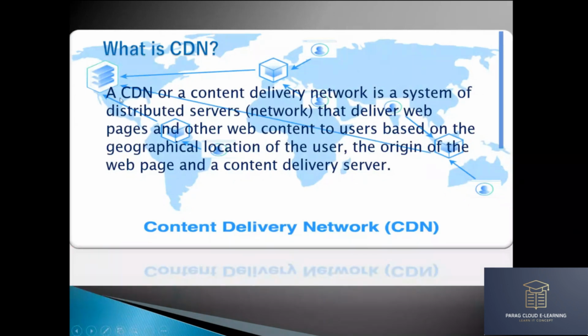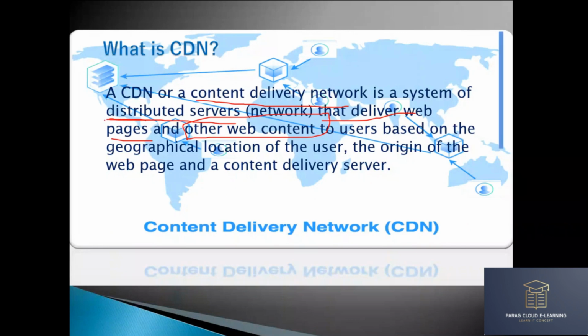So what does CDN basically mean? CDN, or content delivery network, is a system of distributed servers. Distributed servers means we have multiple servers installed that deliver the web page or other web content. Not only the web page, not only the HTML files, but the video media files as well: video, audio files, flash files, any type of media files.